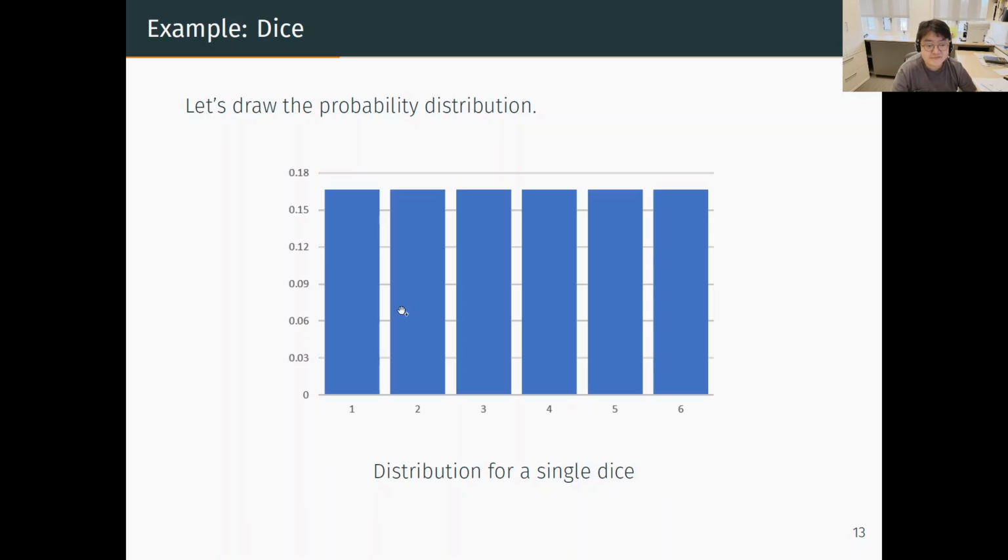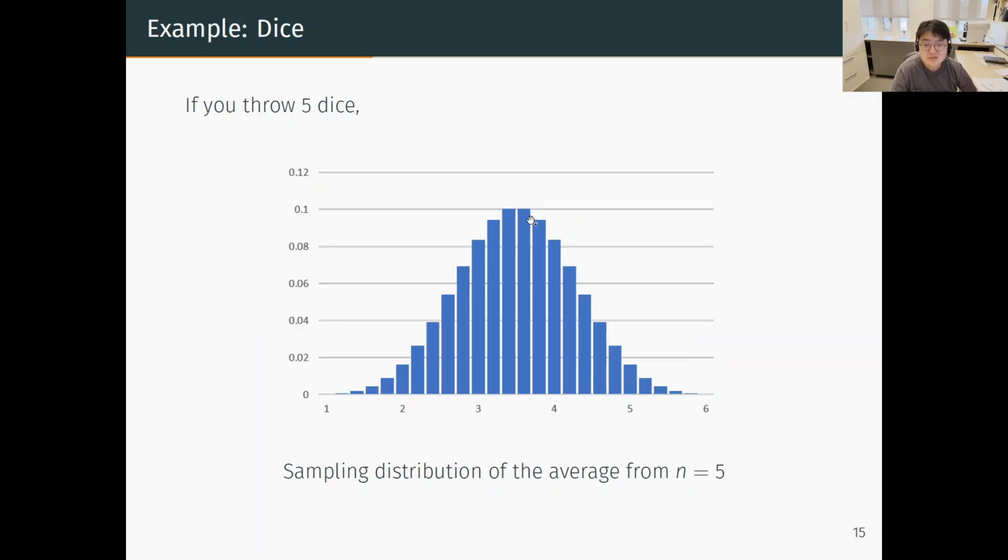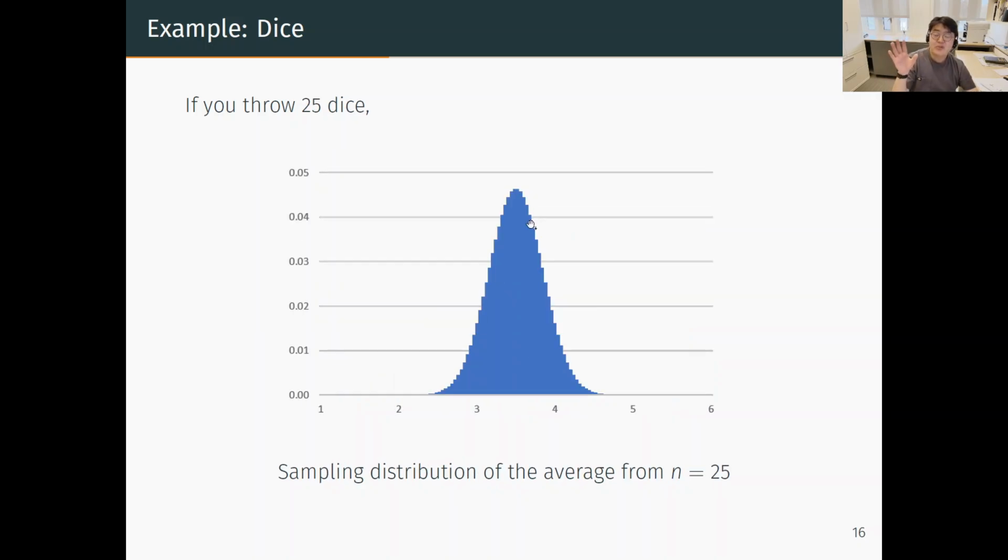But we started from a very uniform distribution. It is not a bell curve at all. It's flat, perfectly flat. That is a dice roll, right? But when you repeat, when you think about the sampling distribution based on dice, it is a normal distribution, right? That is what I wanted to tell you.